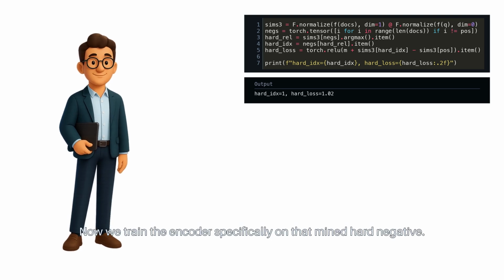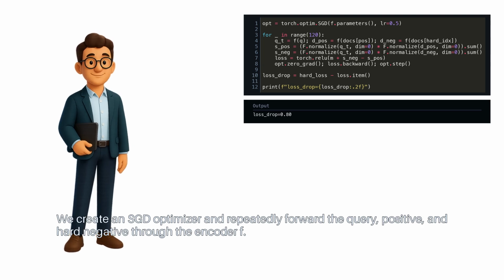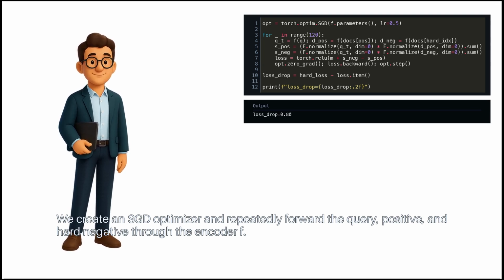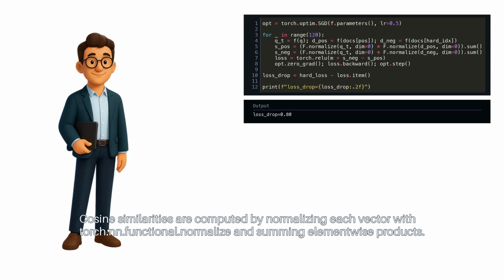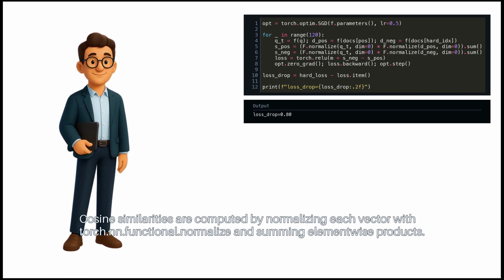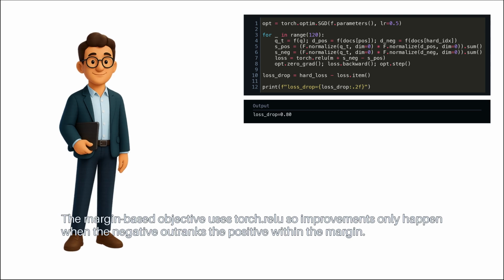Now we train the encoder specifically on that mined hard negative. This snippet performs hard negative training in PyTorch to reduce the violation on the mined near miss. We create an SGD optimizer and repeatedly forward the query, positive, and hard negative through the encoder F. Cosine similarities are computed by normalizing each vector with torch.nn.functional.normalize and summing element-wise products. The margin-based objective uses torch ReLU, so improvements only happen when the negative outranks the positive within the margin.